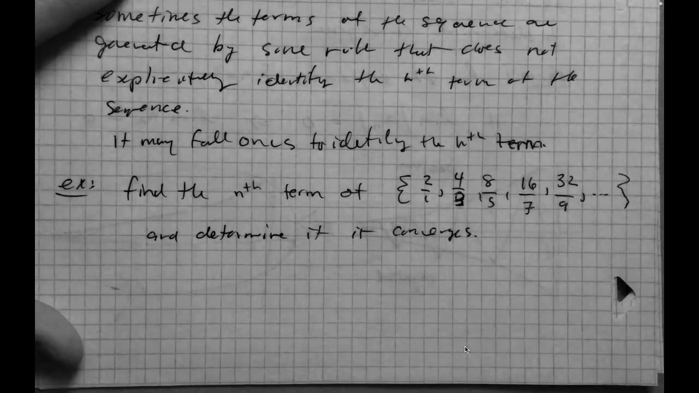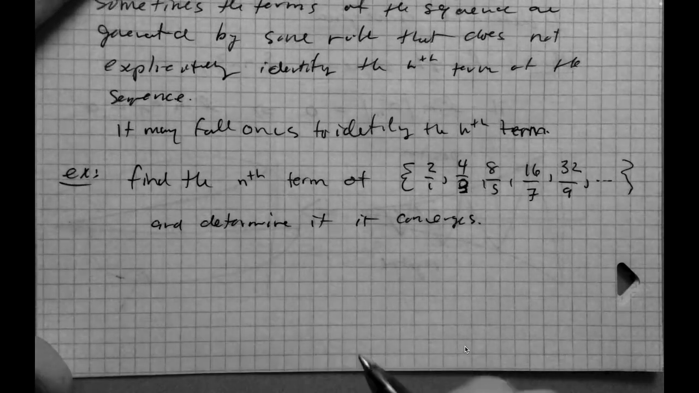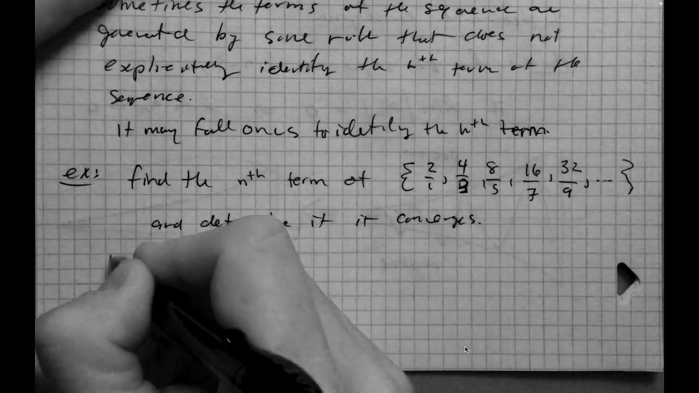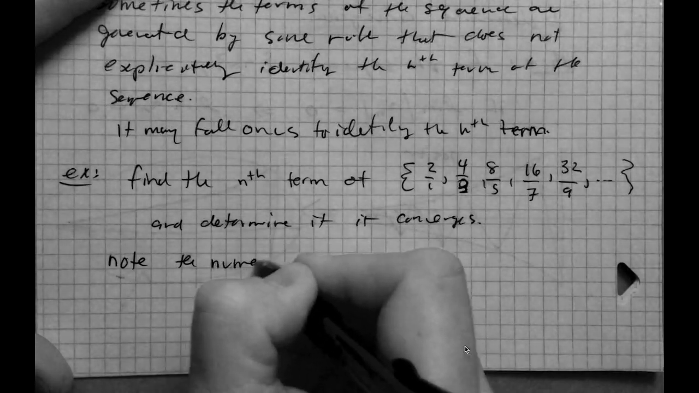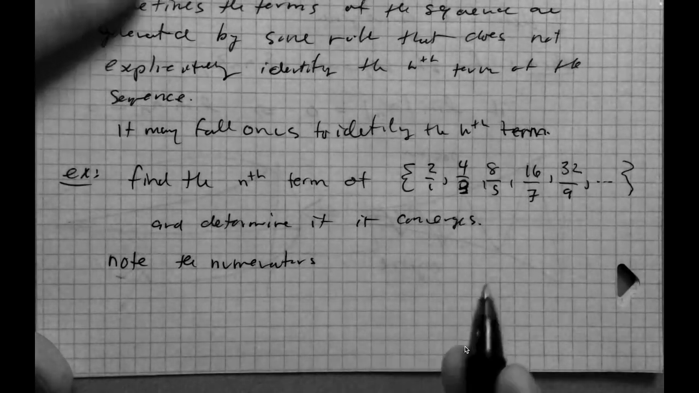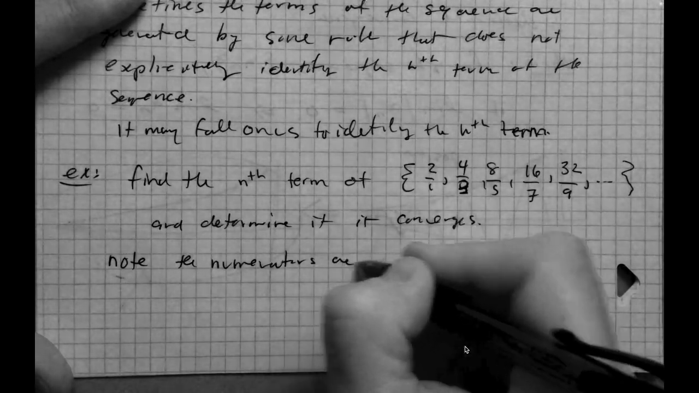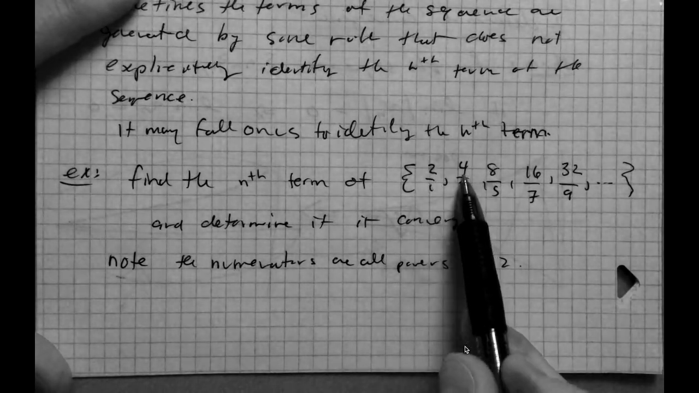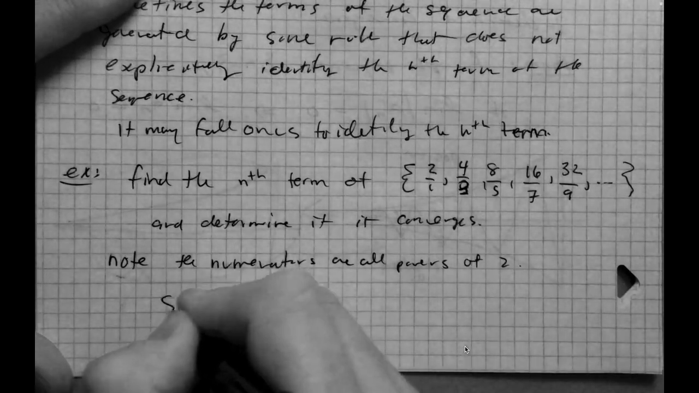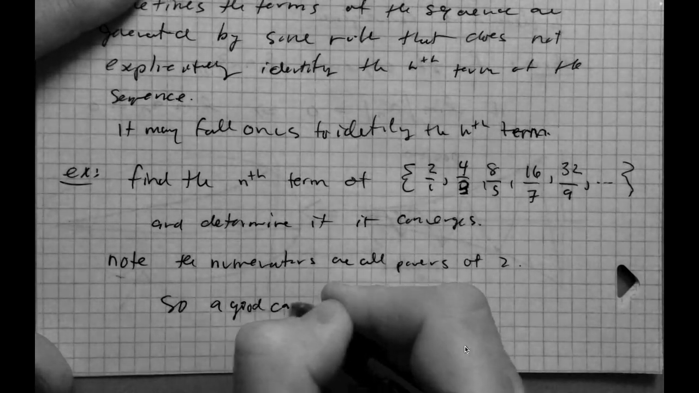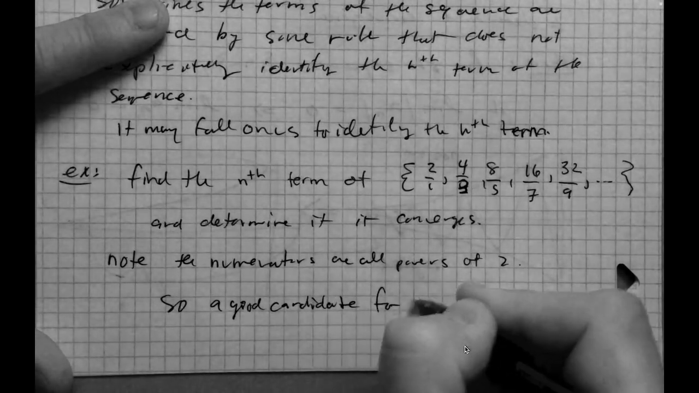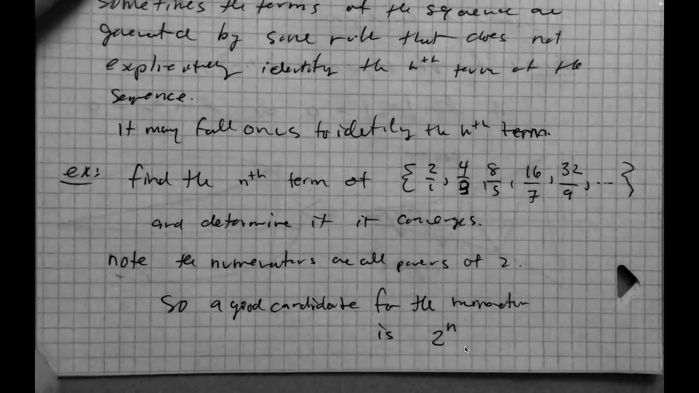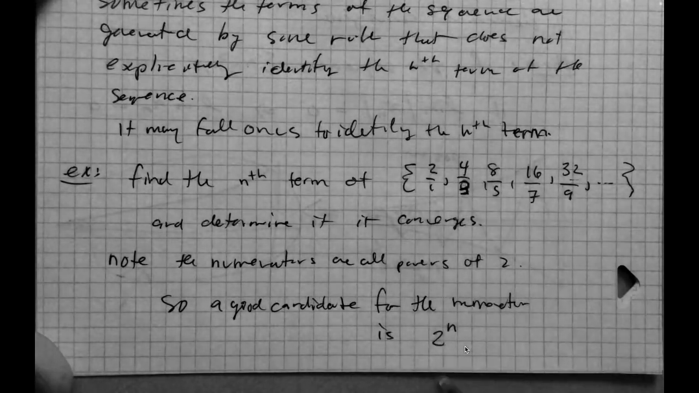So this is sort of maybe how you want to think about it. Look at the numerator and denominator separately in the case of a sequence like this. So note the numerators are all what? Powers of 2, right? So this is 2 to the first, 2 squared, 2 cubed, 2 to the fourth, 2 to the fifth. So a good candidate for the numerator is 2 to the n. Right, so probably what's generating the sequence of numerators is 2 to the n.